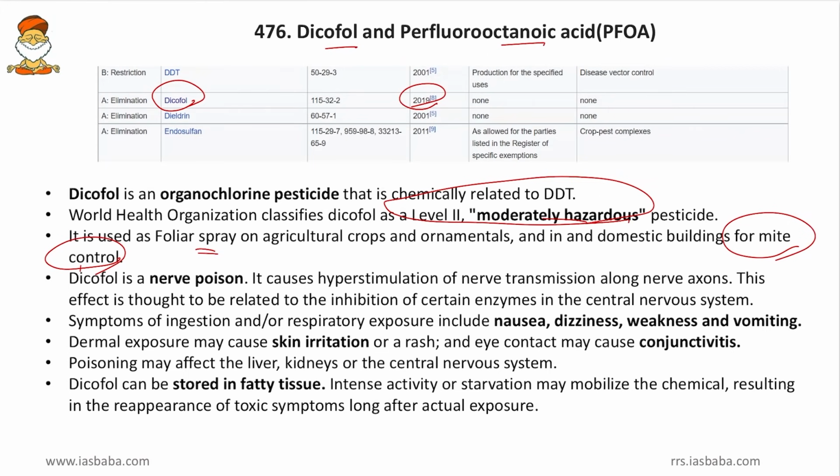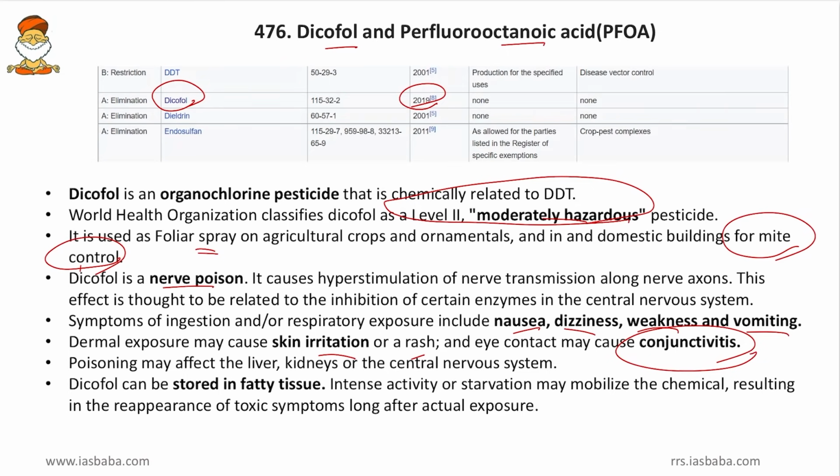Then Dicofol is a nerve poison. It causes hyperstimulation of nerve transmission along the nerve axons. So in the nerve cell, this will hyperactivate the synapse, or the chemical that results in transmission of neural messages. Then the symptoms of ingestion and respiratory exposure include nausea, dizziness, weakness and vomiting. So if you consume this or if we inhale this, then we experience vomiting and other symptoms. Then dermal exposure may cause skin irritation or rashes. So if our skin gets exposed to this Dicofol, then it causes irritation. And if the eye is exposed, it causes conjunctivitis. Friends, conjunctivitis means watery eyes and other allergic symptoms.